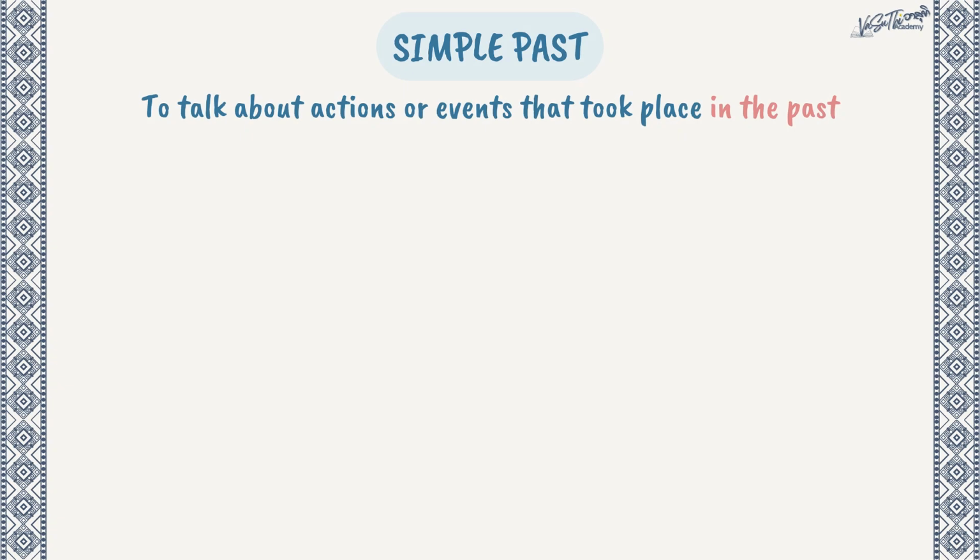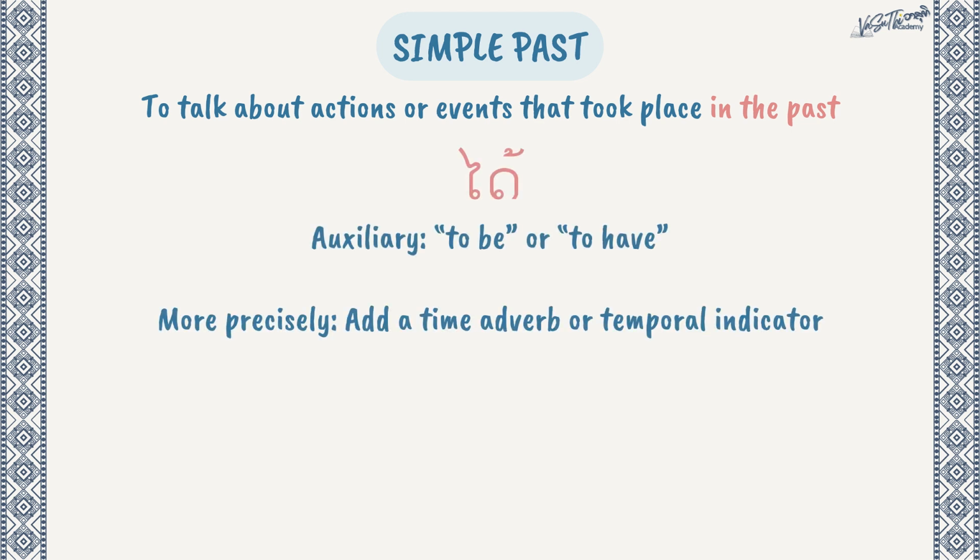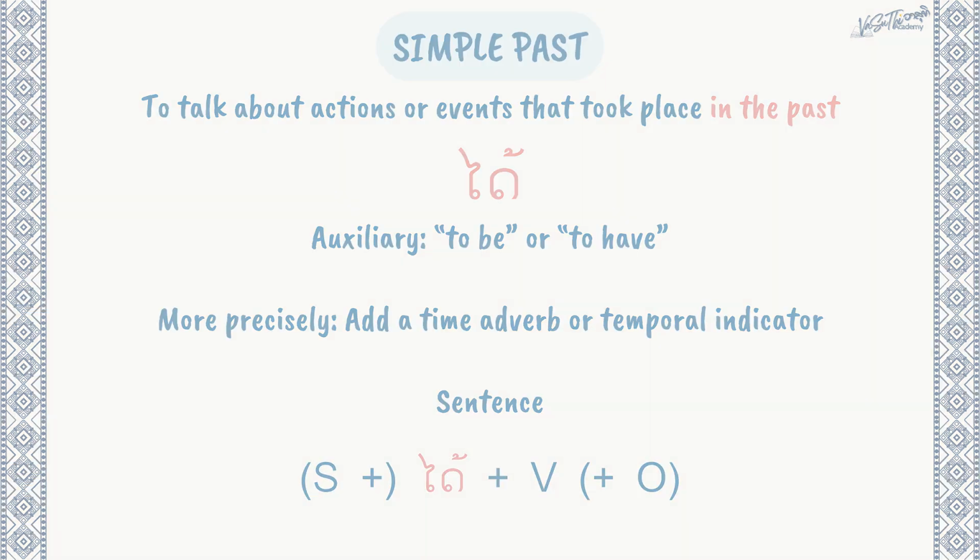To talk about actions or events that took place in the past, you simply need to place the term ได้ before the verb. A time adverb or temporal indicator will further specify when in the past the action or event occurred. Here, the verb ได้ functions as an auxiliary and means to be or to have. This gives us the following structure. Subject ได้ verb with or without an object complement.